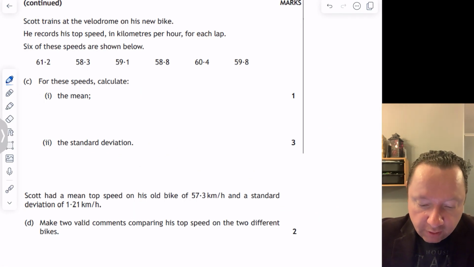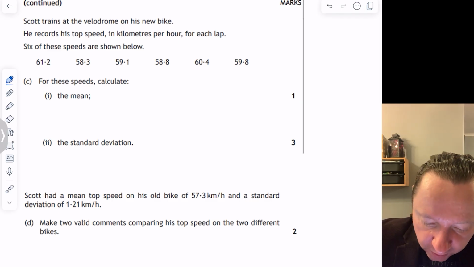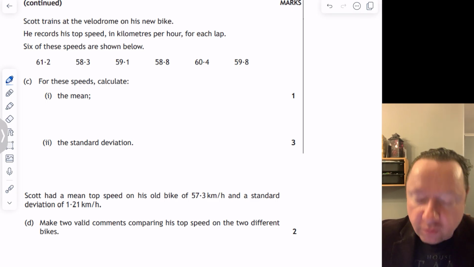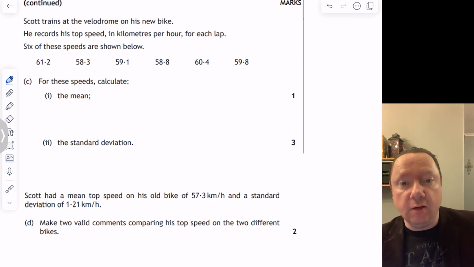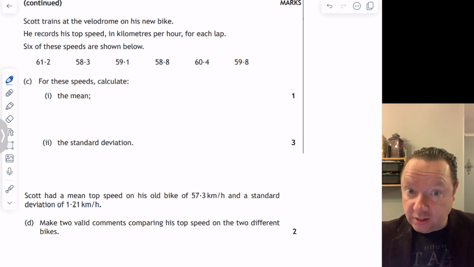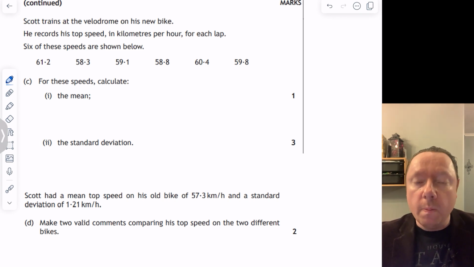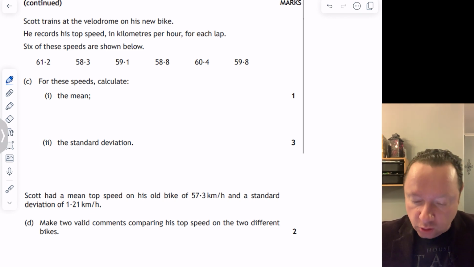C. Scott trains at the velodrome on his new bike. He records his top speed in kilometers per hour for each lap. 6 of the speeds are shown, and we'll have to calculate the mean and standard deviation and then make 2 valid comments. So quite a standard thing. Check the start of the exam paper for the standard deviation formula. The mean you should already know. And remember, there are 2. I'm just going to use one of them.